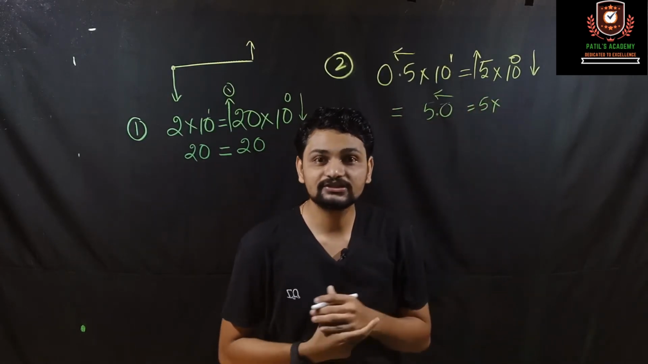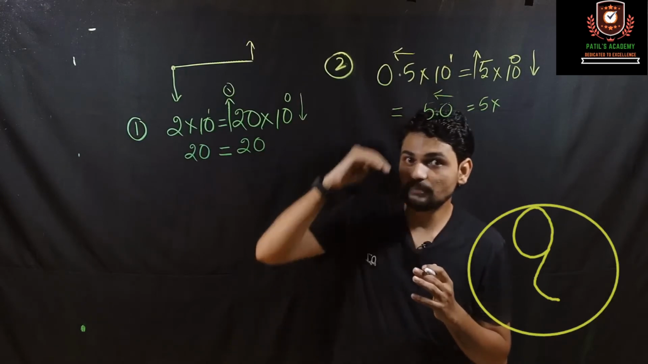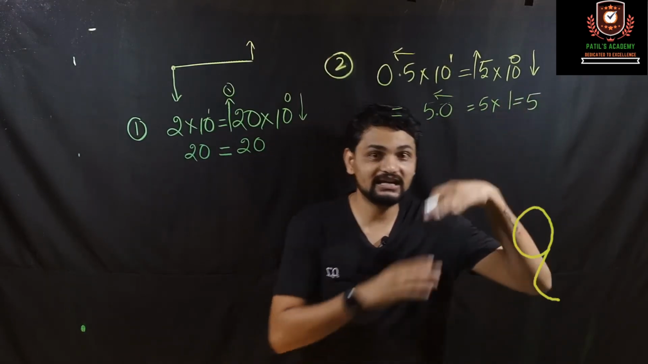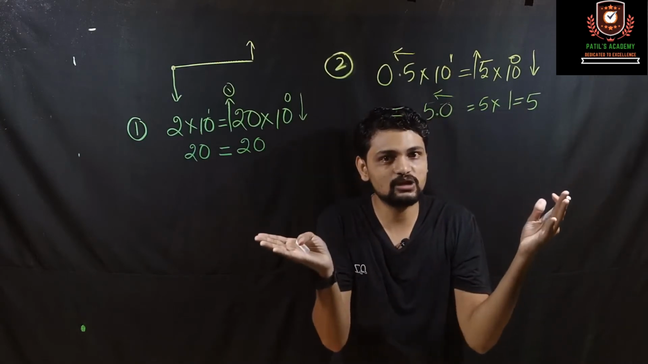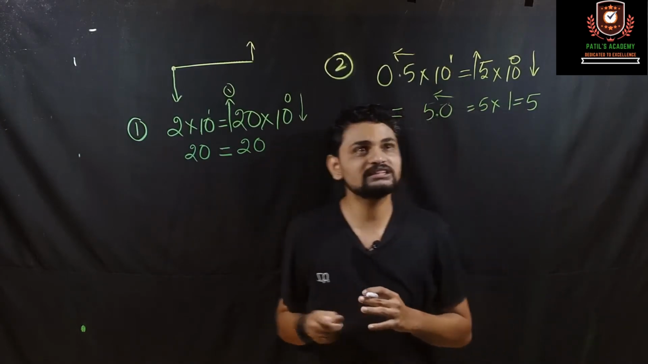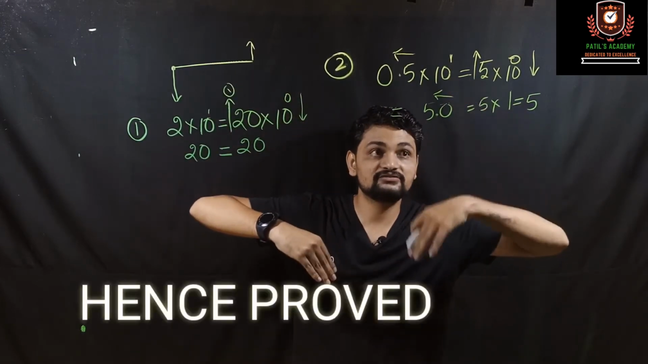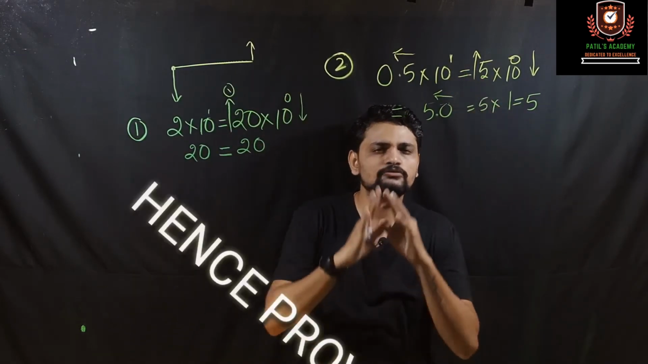Now what is 10 power 0? In maths, anything power 0 is nothing but 1. So 5 into 1 is 5. So on the right hand side I am getting 5 and on the left hand side also I am getting 5. So this proves the rule: if this is decreasing, this will increase; if this is increasing, this will decrease. This is true for all numbers.